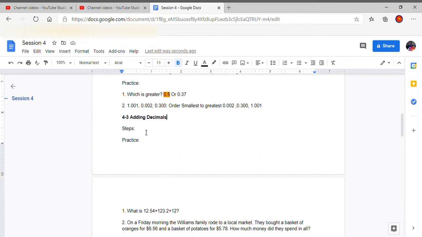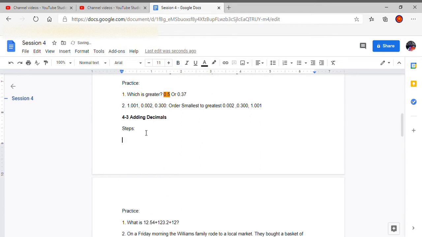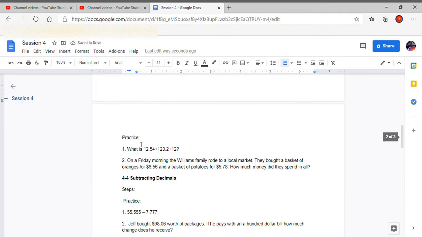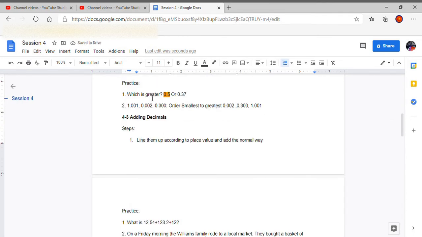Okay, 4-3, adding decimals. Steps: line them up according to place value and add the normal way. So just do it the normal way, but make sure it's according to place value. And you can use 0 as a placeholder.